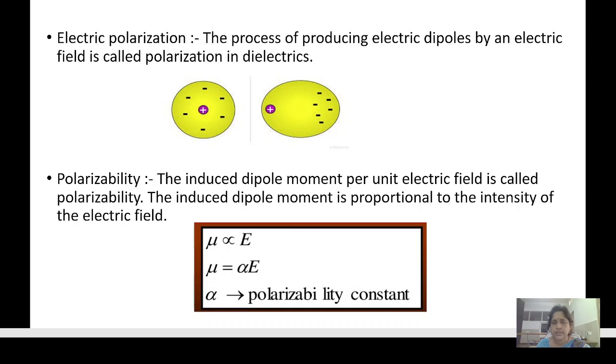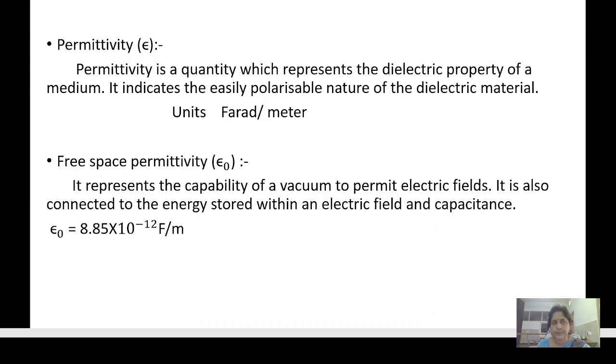So always the dipole moment is directly proportional to the intensity of the electric field. So mu is proportional to E, mu is equal to alpha E. Alpha is the polarizability constant.